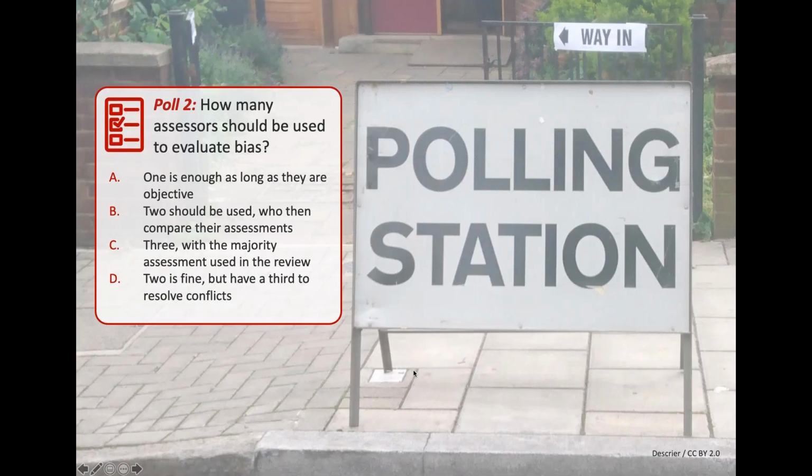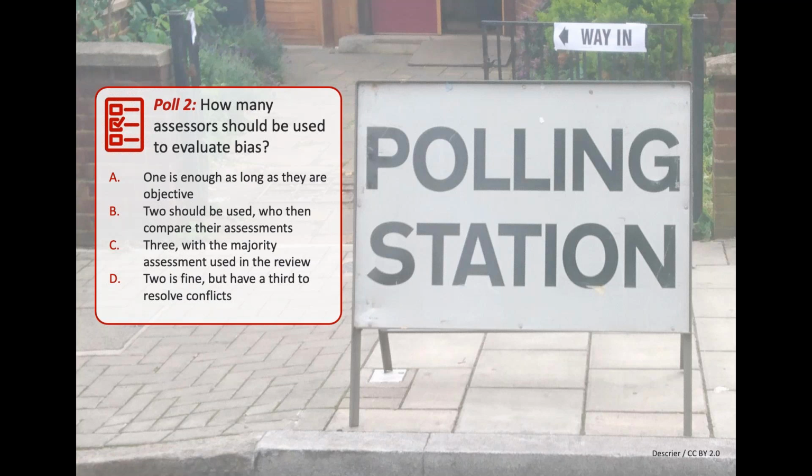So with that, let's now go on to our second poll. Now in the second poll, we talked about assessing bias, assessing the quality of evidence. How many assessors should you be using to evaluate bias in your studies? So do you think one is enough? As long as they're objective, and especially if they're experienced, that should be fine. Or do you think you should have 2 of them, and then they're going to compare their 2 assessments?